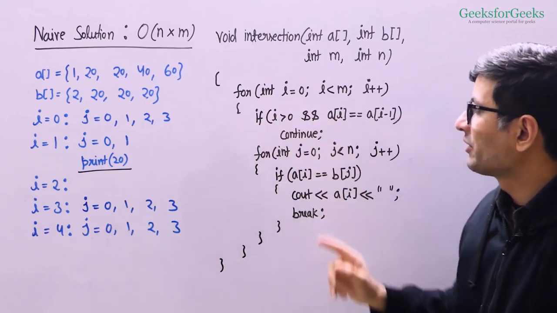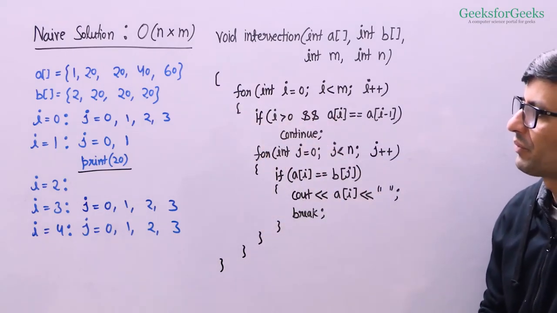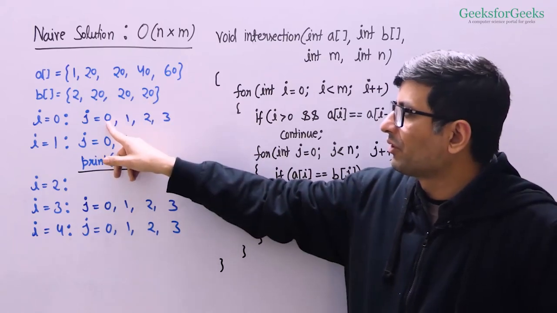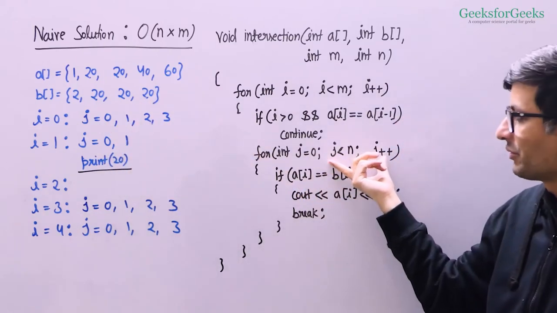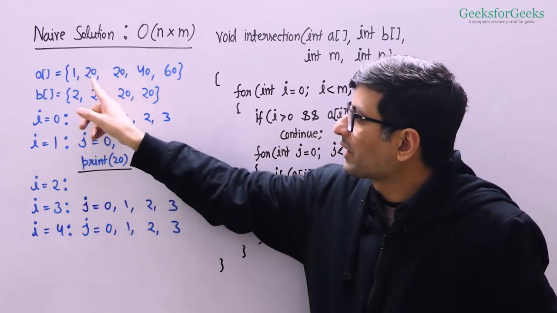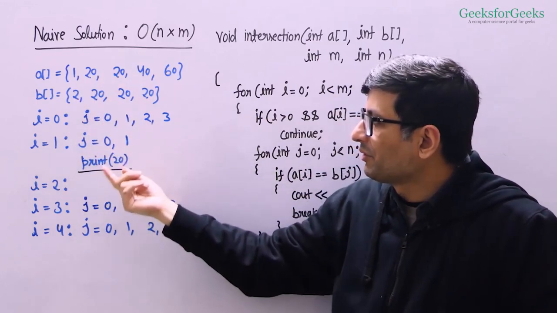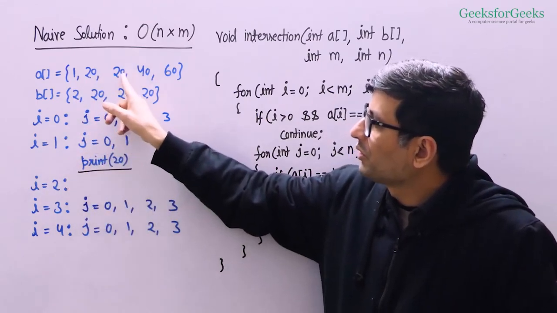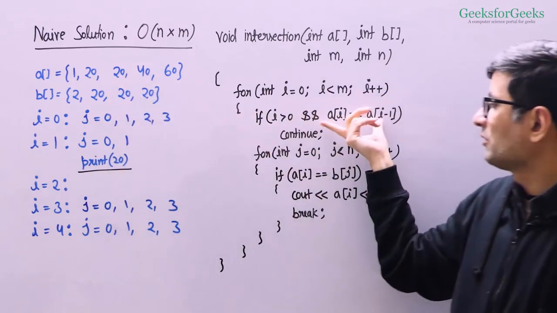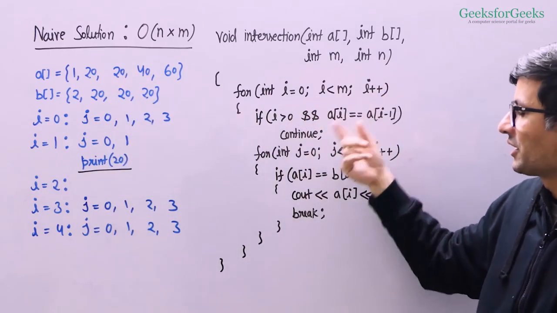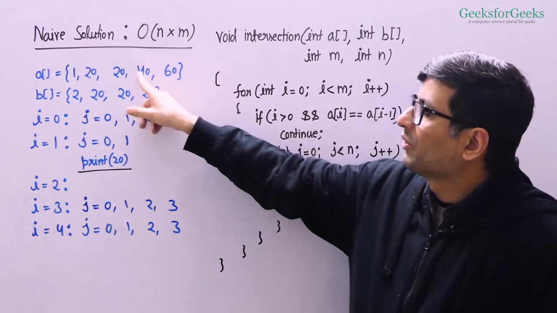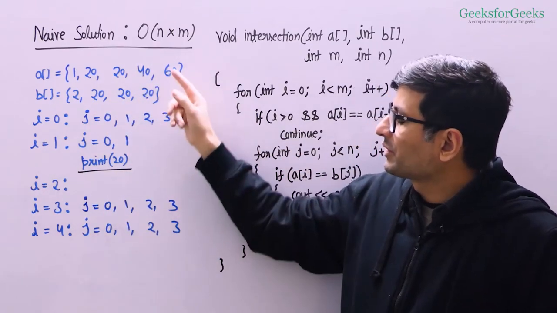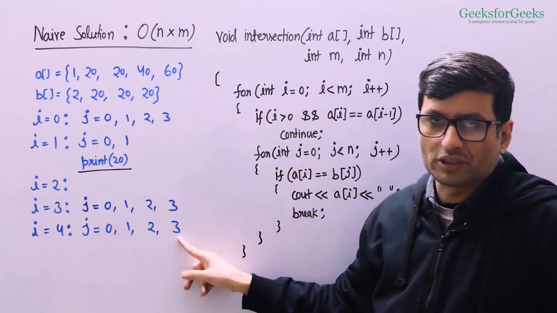When you run for I equal to 0, which means you are looking for element 1, you search for it in array B, you don't find it; this loop runs for 0, 1, 2, 3, and you don't find it. Then you run for 1, you search for it in array B, you find it at index 1, so you print it here and you break the loop. Then you run for 2, and when you run for 2, you go into this if condition and you skip this element. We are using the continue syntax. When you come to 40, you don't find it, you run for 0, 1, 2, 3. When you come to 60, you don't find it, you run for 0, 1, 2, 3.